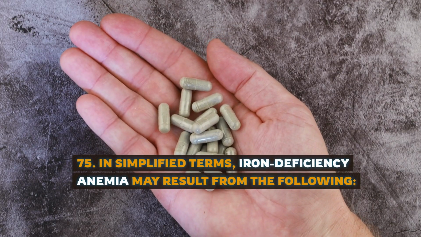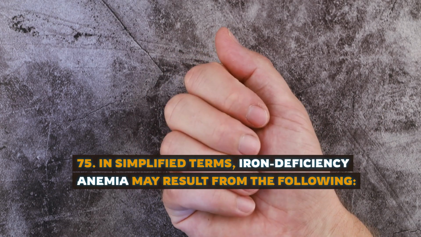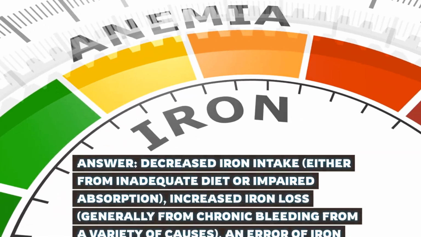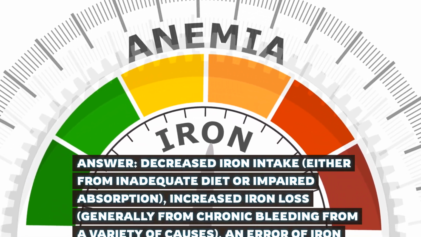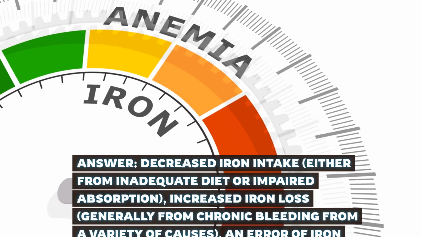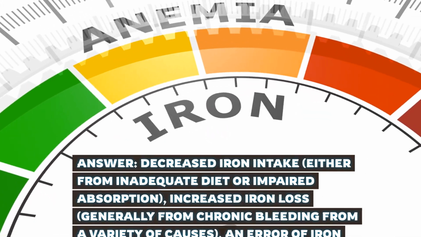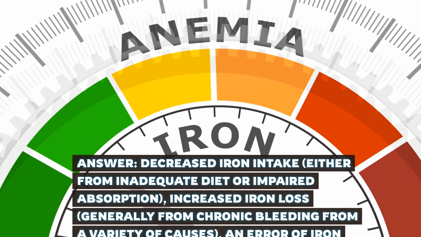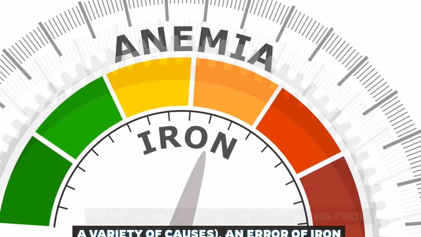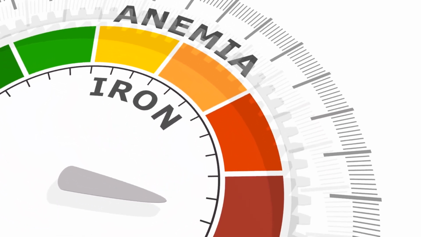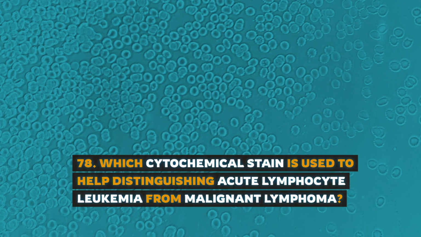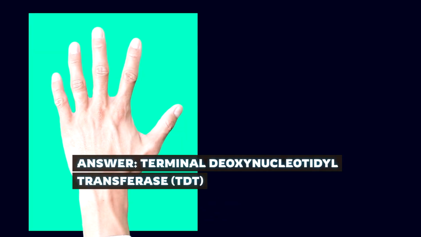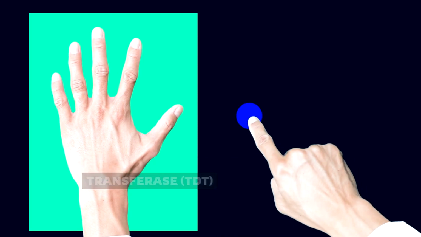75. In simplified terms, iron deficiency anemia may result from the following. Answer: decreased iron intake, either from inadequate diet or impaired absorption, increased iron loss, generally from chronic bleeding from a variety of causes, an error of iron metabolism, sideroblastic anemias, and/or increased iron requirements in infancy, pregnancy and lactation. 78. Which cytochemical stain is used to help distinguish acute lymphocytic leukemia from malignant lymphoma? Answer: terminal deoxynucleotidyl transferase, TdT.